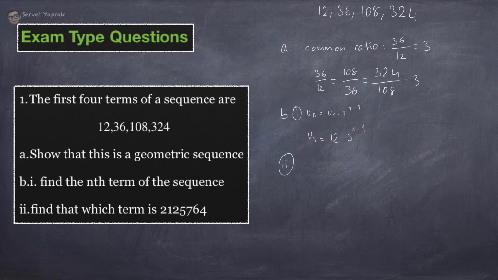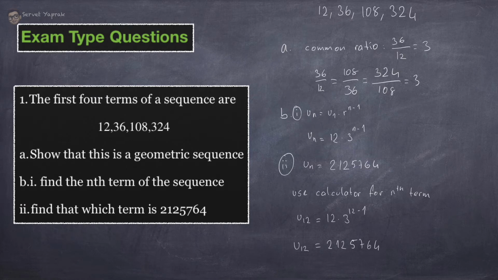And second part of the question, it says find which term is 2,125,764. So this is a big number, which means we need to use a calculator to solve it. Un equals this number, and if we use calculator, u12 equals 12 times 3 to the power of 12 minus 1, and u12 is this. So 12th term is actually this number. But let's double check this answer by using the calculator.